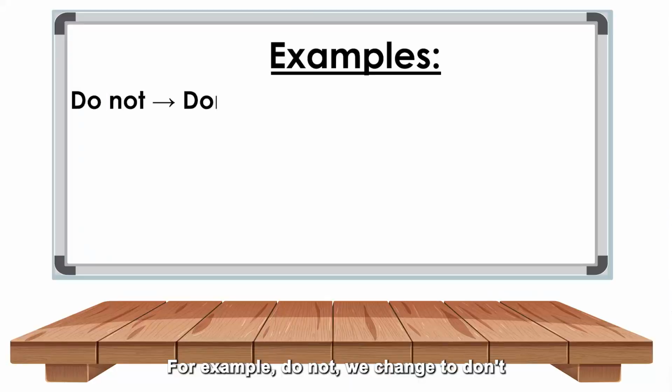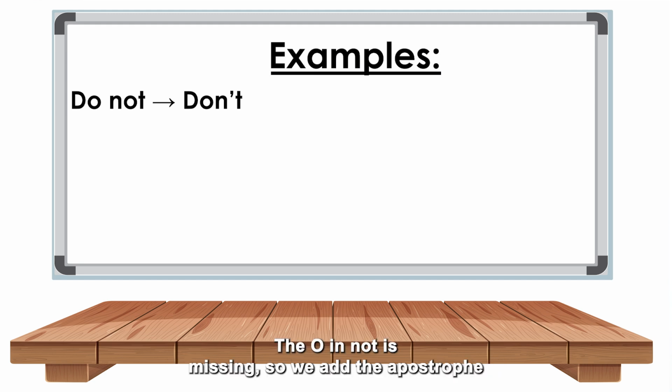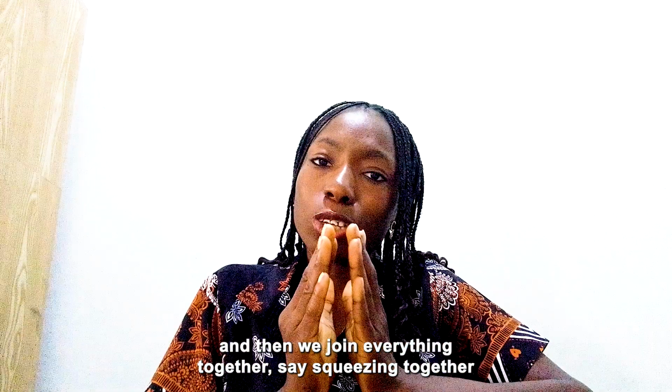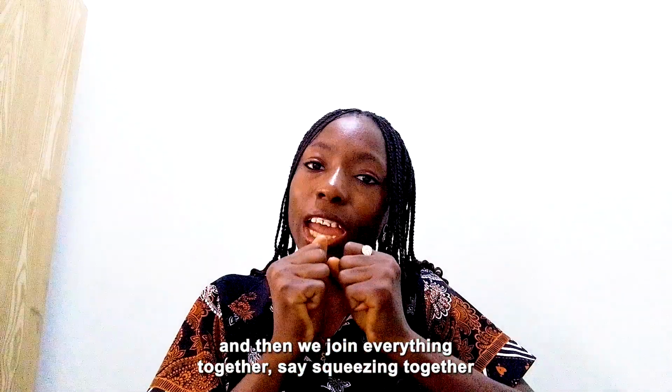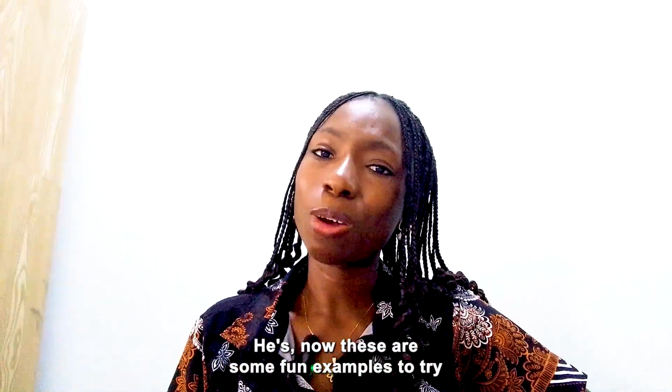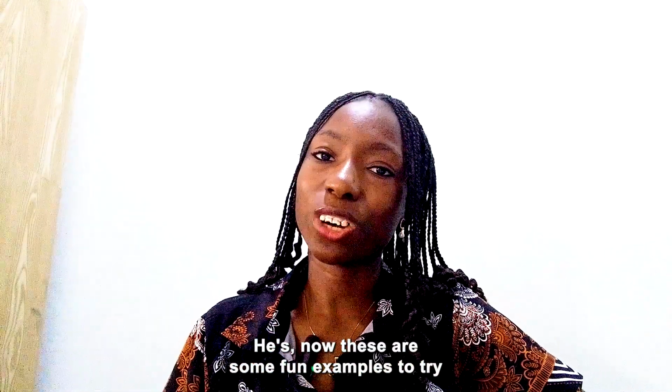For example, do not. We change it to don't. The O in not is missing, so we add the apostrophe and then join everything together, squeeze it together. It is, we'll change it to it's. The I in is missing. Wow, that makes it so easy. Now, here are some fun examples to try.